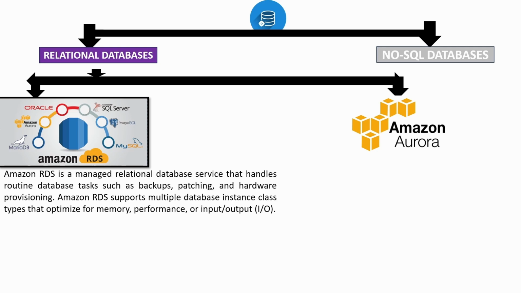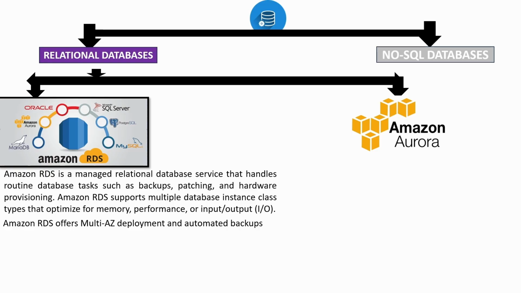Amazon RDS is a managed relational database service that handles routine database tasks such as backups, patching, and hardware provisioning. Amazon RDS supports multiple database instance class types that optimize for memory, performance, or input outputs. To improve data resilience, Amazon RDS offers multi-AZ deployment and automated backups, but you can also manually create backups using DB snapshots. These are full backups of your entire database instance, which can be useful for specific point in time recovery or long-term data archiving.